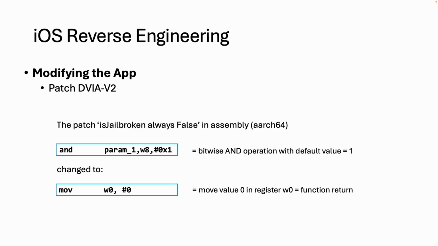If you don't have any knowledge of assembly, this might be something generic that you can try. What I basically did was look into the function in Ghidra, the disassembled code, without having too much knowledge of assembly. Then I just looked up how I can change the return value of a function to 0, and it turned out to be this move w0 with the value 0. So this was one example of patching an application.